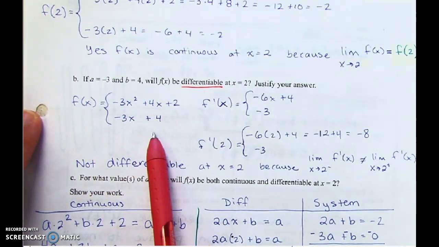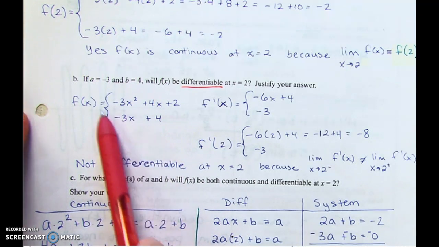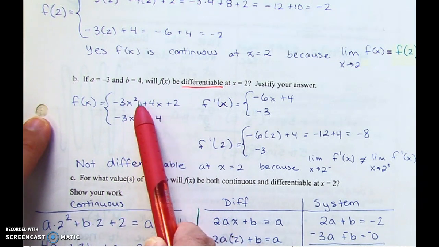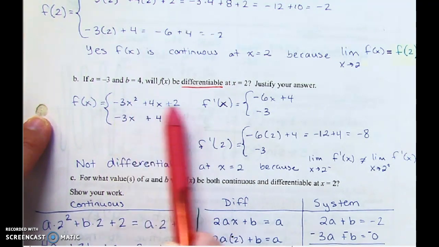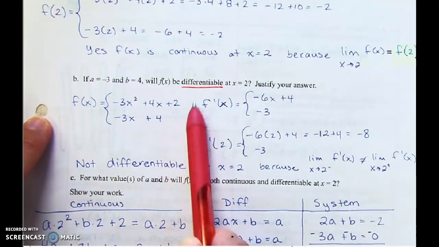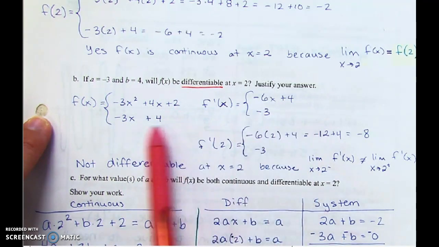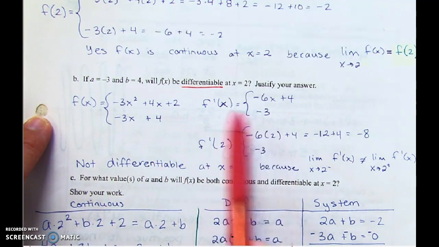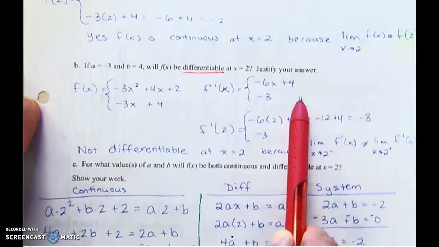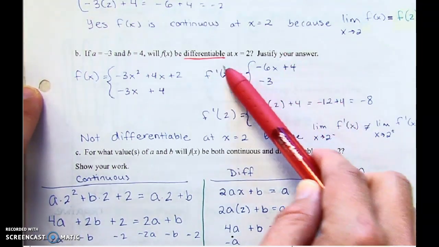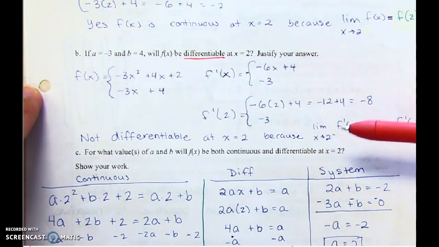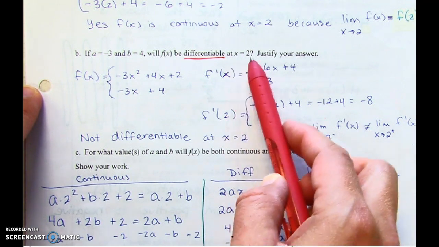So we plug in the A's and the B's to make a function of x, and then we have f prime. You take the derivative of each piece. 2 times -3 is -6x, plus 4, the derivative of 4x, and the derivative of 2 is 0. Derivative of -3x is -3. Derivative of 4 is 0. So here's our derivative function. In order for this piecewise function to be differentiable, the derivatives have to equal each other from the left and from the right when x is 2.